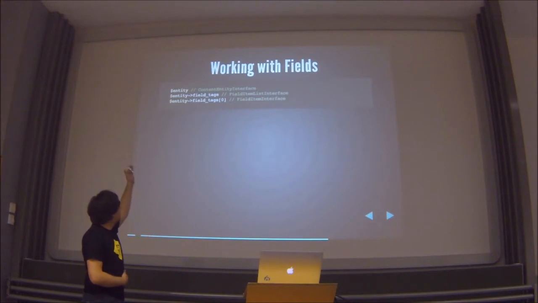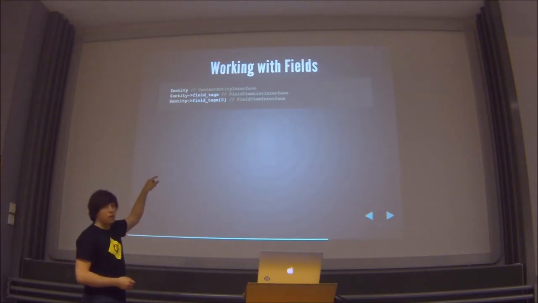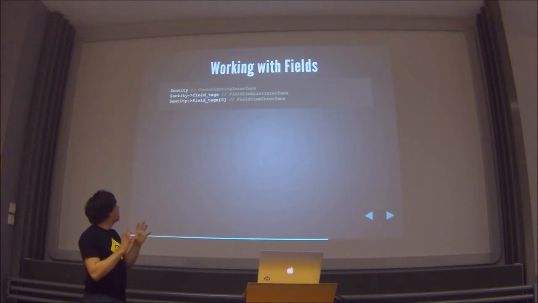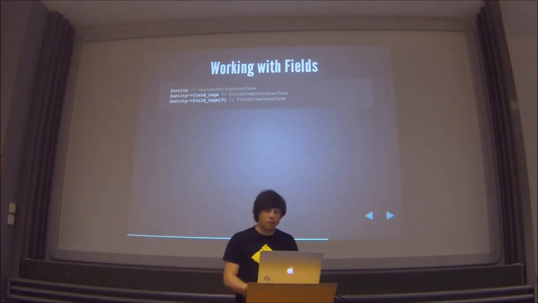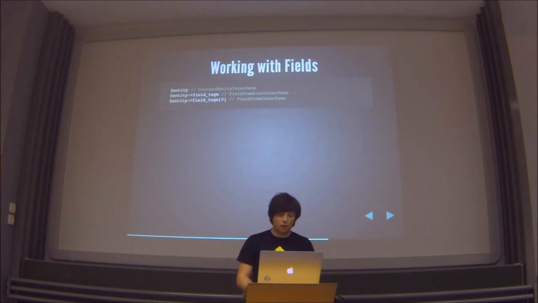What this means is the class type of entity in this example is content entity interface, and field text, which is a field on the entity, is a field item list interface. And then, because the item list implements array access, you just hit curly brackets and then a zero, and so you get the first field item from this field. I have more examples for this.